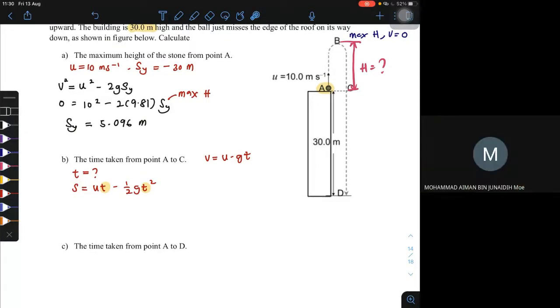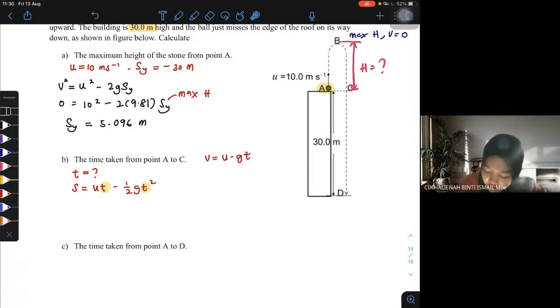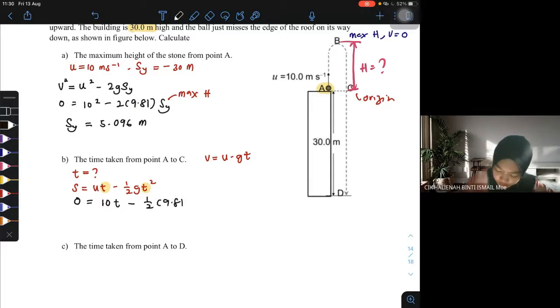Zero. Okay, 0. Sebab daripada sini ke sini positif 5.096 and then dia kembali level yang sama dengan initial, which is dia kembali kepada origin. So kalau dia kembali kepada origin, remember the value for the displacement dia sudah cancel out, akan jadi sama dengan kosong. So 0 is equal to U adalah 10 T minus half 9.81 T square. So kamu akan dapat value for T.